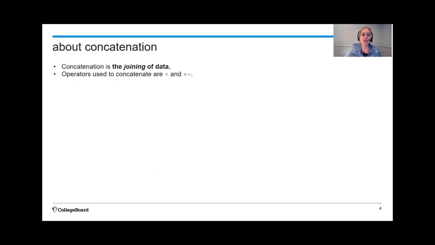So concatenation might be a new word to you. If you've done a lot of Excel, you might have used equal concat in Excel to add together words in different parts of your Excel sheet. Concatenation is a word that means to join data. And what we're going to be doing with our string objects is using the plus operator, which you've already been using in units 1 and 2 to add numbers like you might in a math class, but we're going to be using it to add string literal objects here. And then we're introducing a new operator called plus equal.